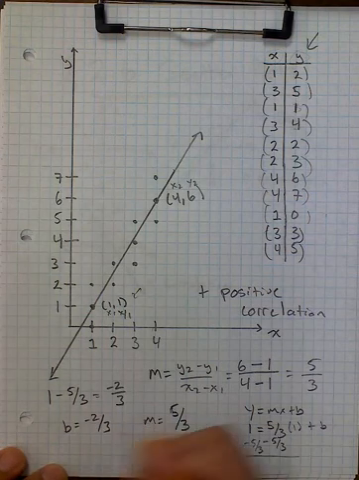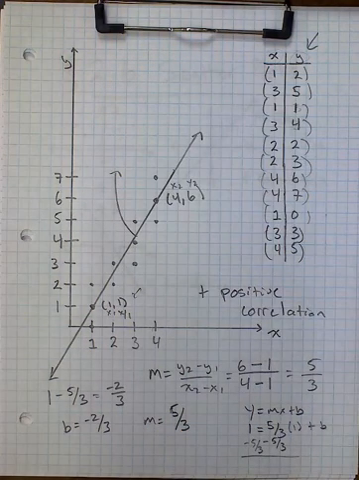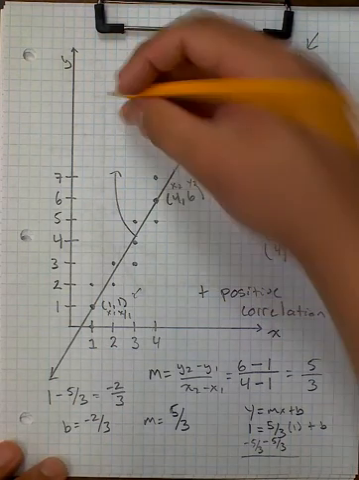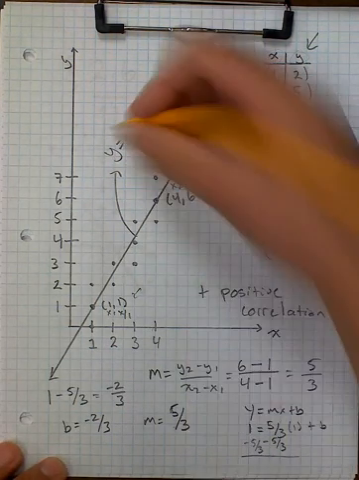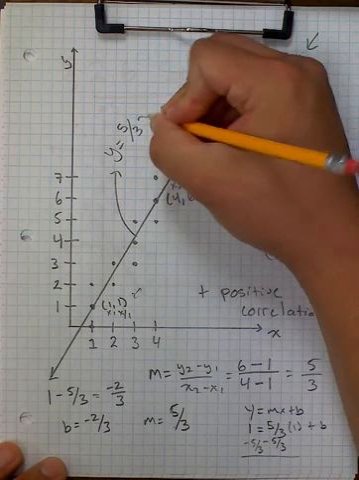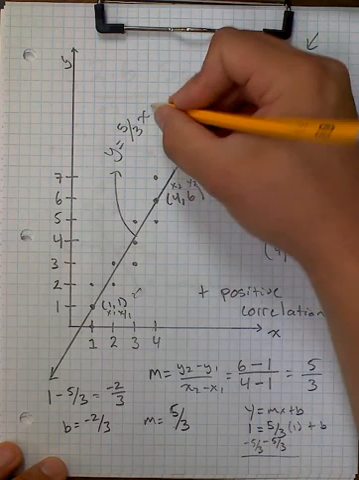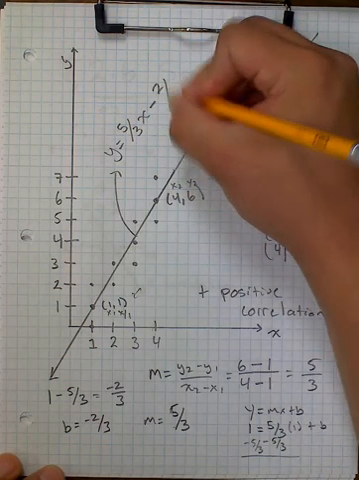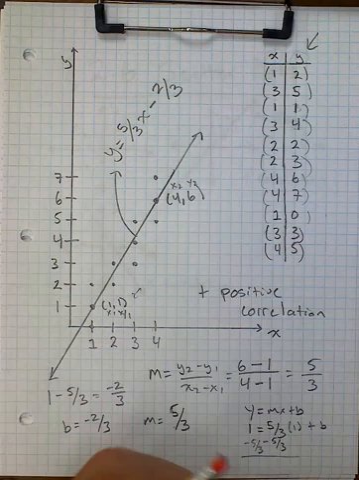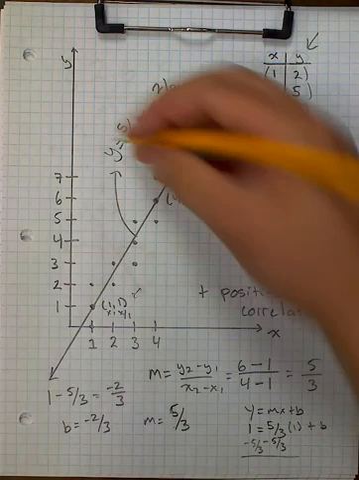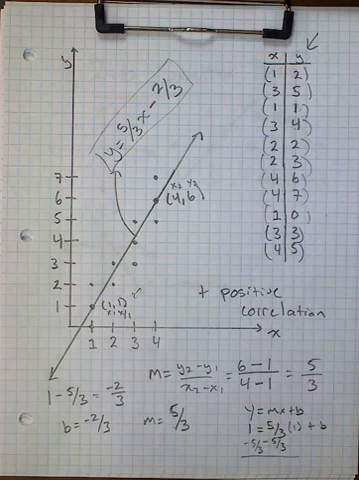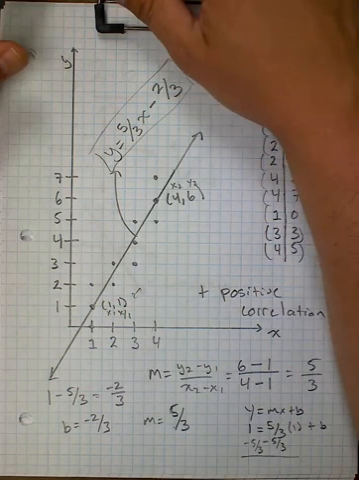And I can say that the equation of this line is y equals 5/3 x minus 2/3. And that would be writing the equation of a best fit line. This video went a little long, so I'm going to stop.